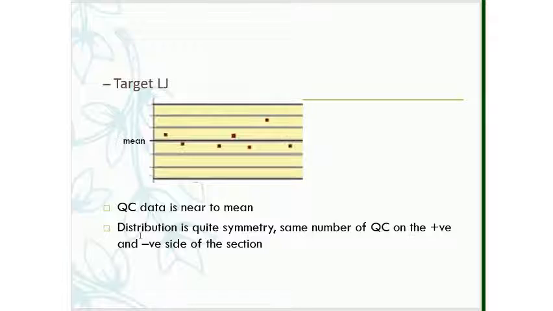So, what is the target LJ that I have mentioned before? The target LJ is when the QC data is near to the mean and the distribution is quite symmetrical, which is the number of QC on the positive side is the same as the QC number on the negative side of the section. Okay.